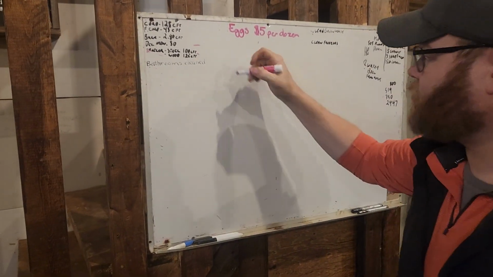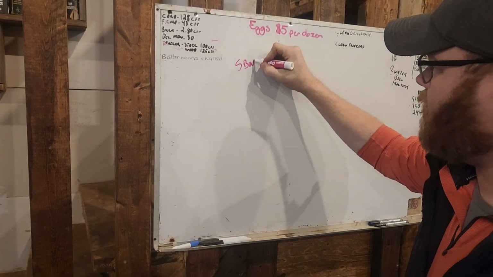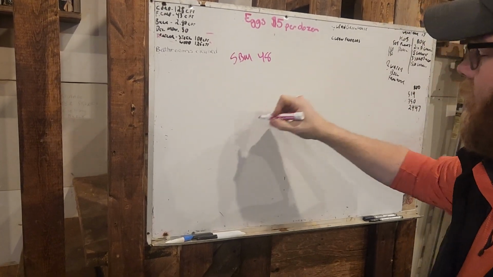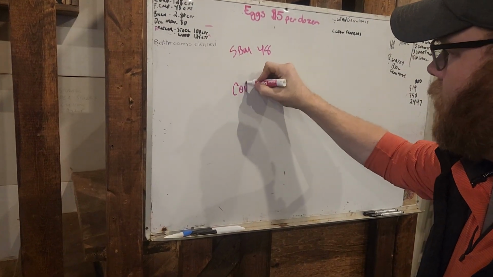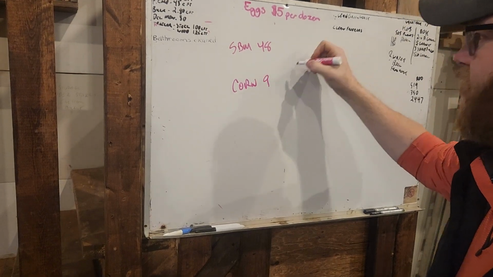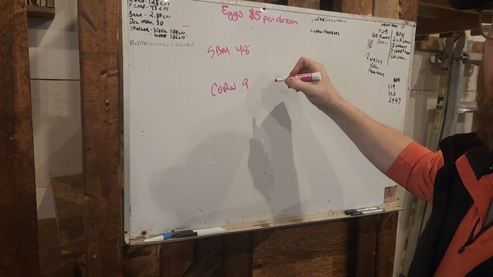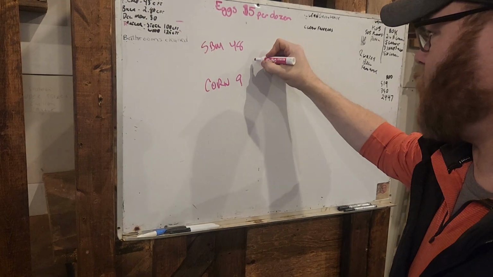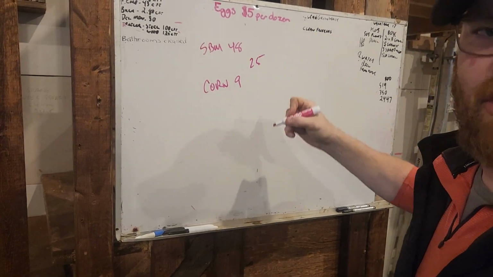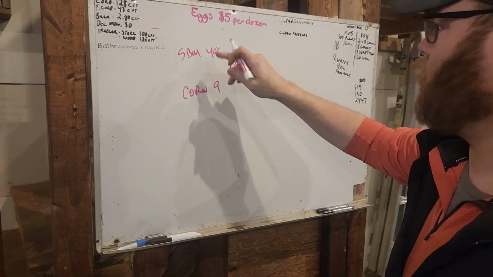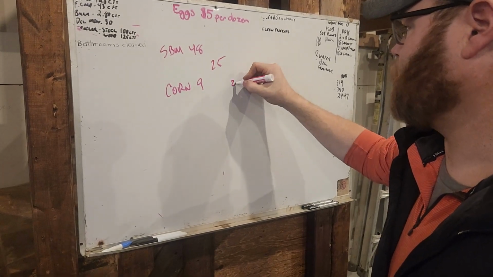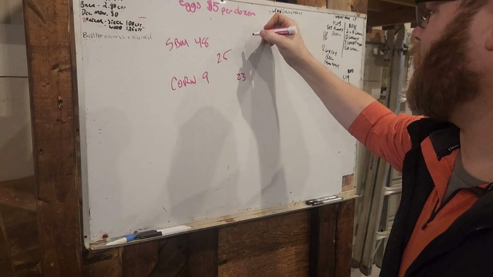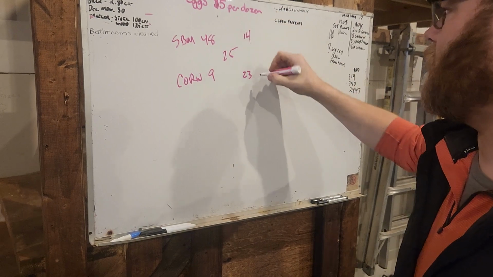So what we're going to do is take our soybean meal again at 48%, and use corn, which is about 9%. This time we're going to make it into a concentrate, so we'll say about 25% protein on it. So we go across and that gives us 23, and we go across and that gives us 14.